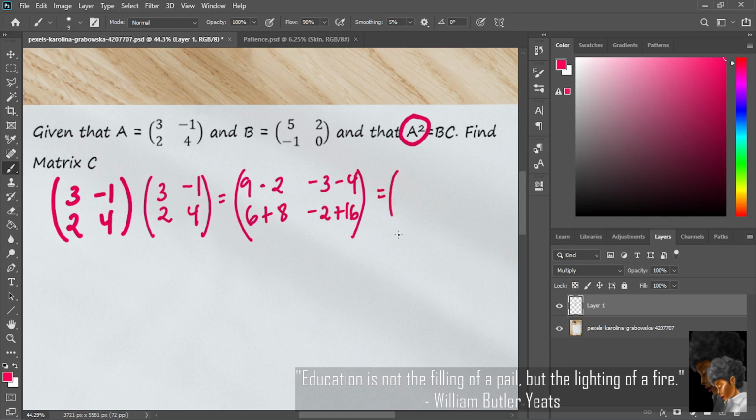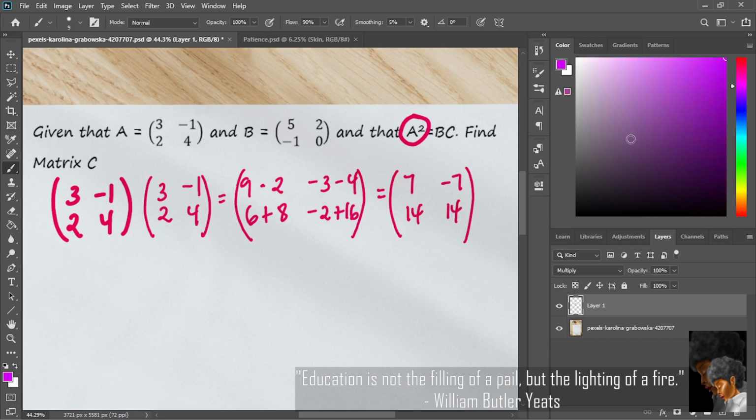So this will be equal to 9 minus 2 is 7. Negative 3 minus 4 is negative 7. 6 plus 8 is 14. Then negative 2 plus 16 is also 14. So that will be the answer when you work out A squared.